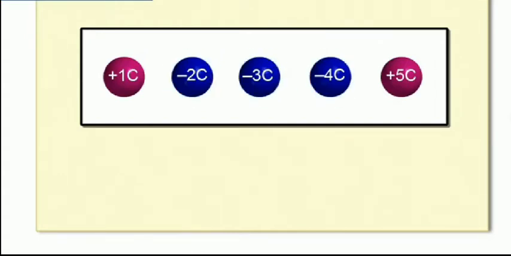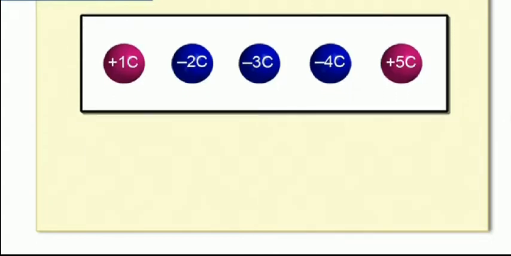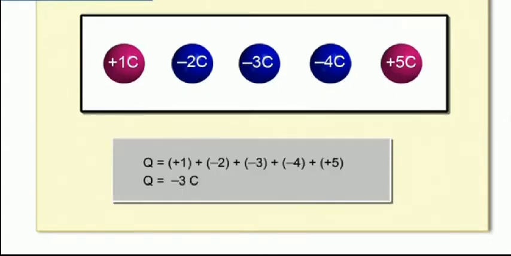We can determine whether a body is charged positively or negatively by finding the algebraic sum of all charges on the body. For example, if a body is given 5 charges all in Coulomb, say +1, -2, -3, -4, +5, the sum is equal to -3 C, which means it is a negatively charged body.